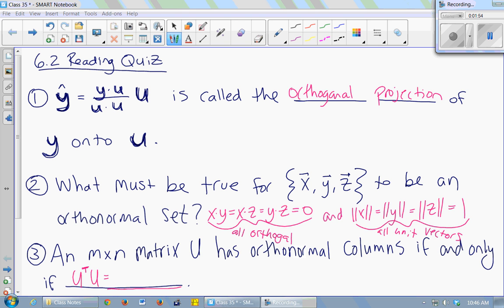Okay, an M by N matrix U has orthonormal columns if and only if U transpose U equals the identity.